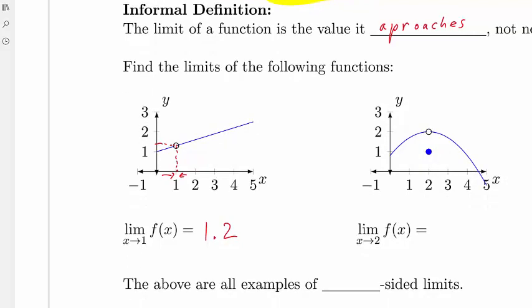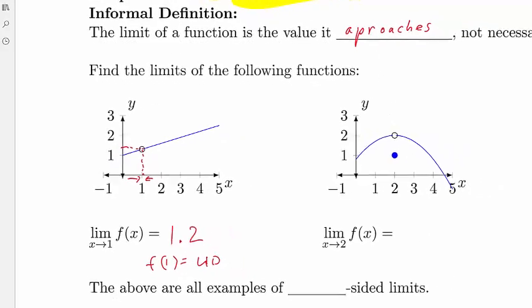And so there's a big difference between asking this question. If we say, what is f of 1? Well, f of 1 is simply not defined. It is undefined. That's what UD stands for, undefined. Right? Okay, so let's take a look here.